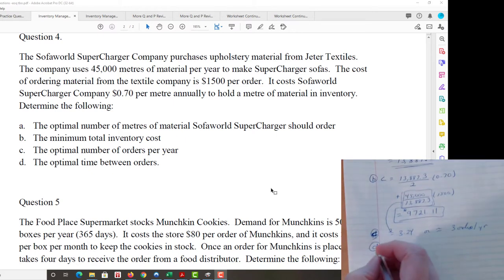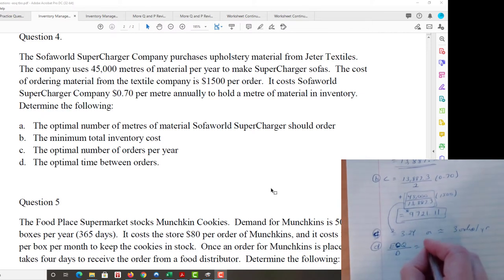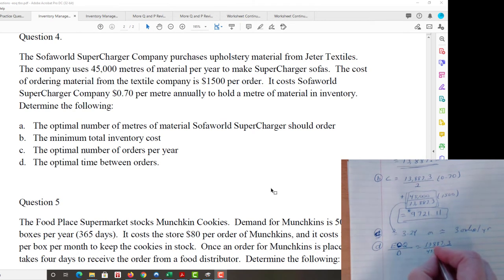Now we do D, time between orders. We look at our formula sheet: EOQ divided by D. So we have our order size of 13,887.3 meters divided by our annual demand of 45,000. That equals about 0.3086 years.